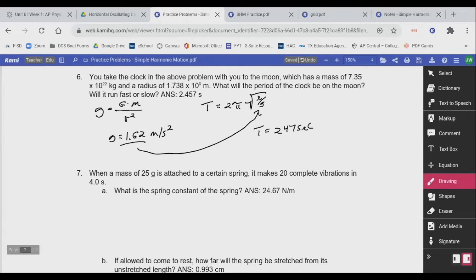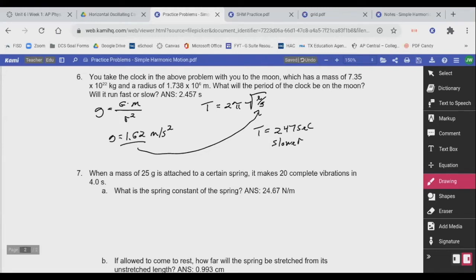Now that I see that my period on the moon is 2.47, in the previous problem number 5, it told me the period on the Earth was 1 second. Well, if it's 2.47 seconds on the moon, that means it's slower on the moon than it is on the Earth because it takes 2.5 times as long.